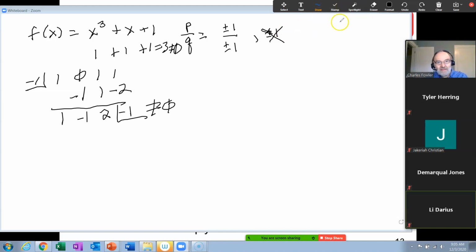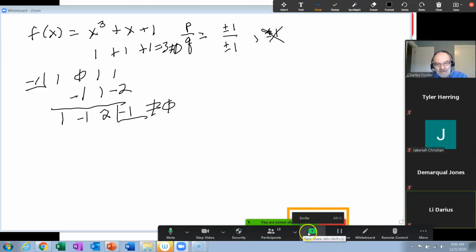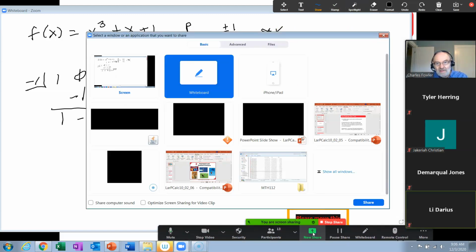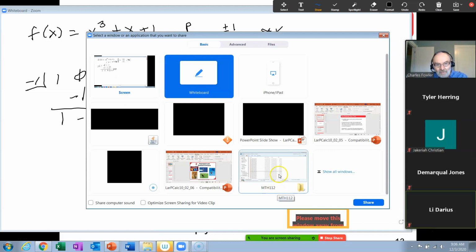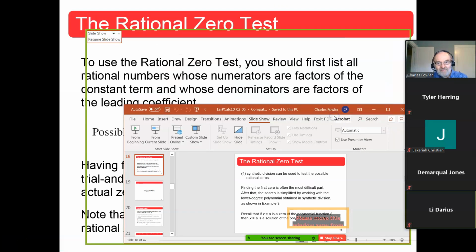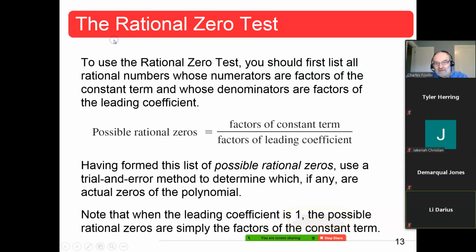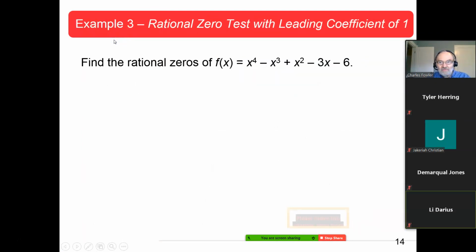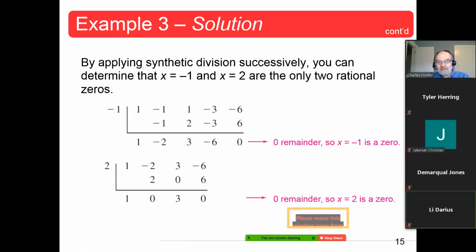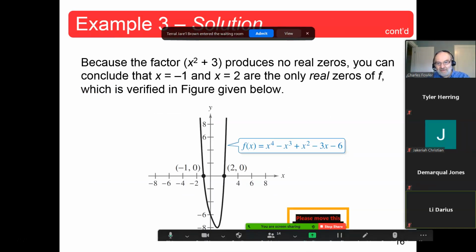Okay, so let's go back to our PowerPoint 2.5 and resume the slideshow. And now we go to, we did example 3 last time. Hopefully you were here, but if you weren't, go back and review that.